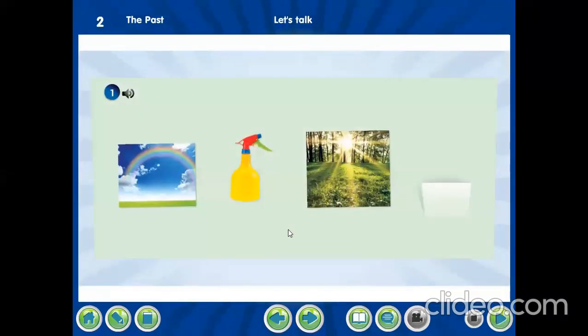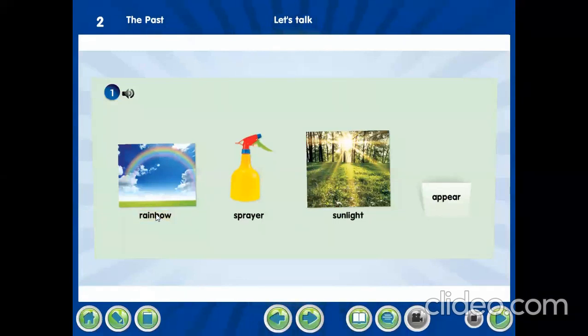A composition is not only writing ideas, no, writing sentences. We need to use connectors. In this activity on page 20, we are going to review some connectors. This is the vocabulary. Listen and repeat, please.